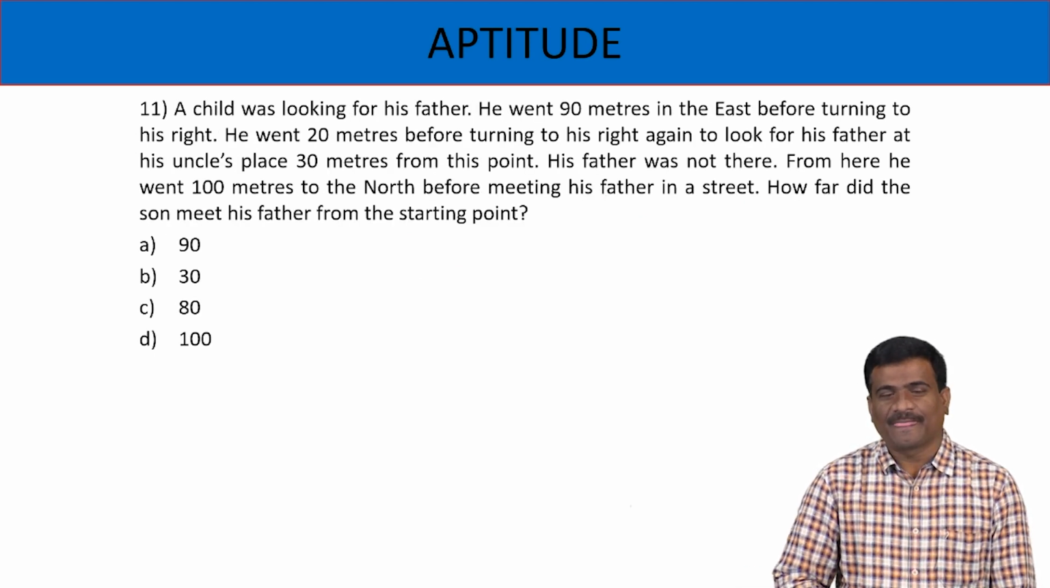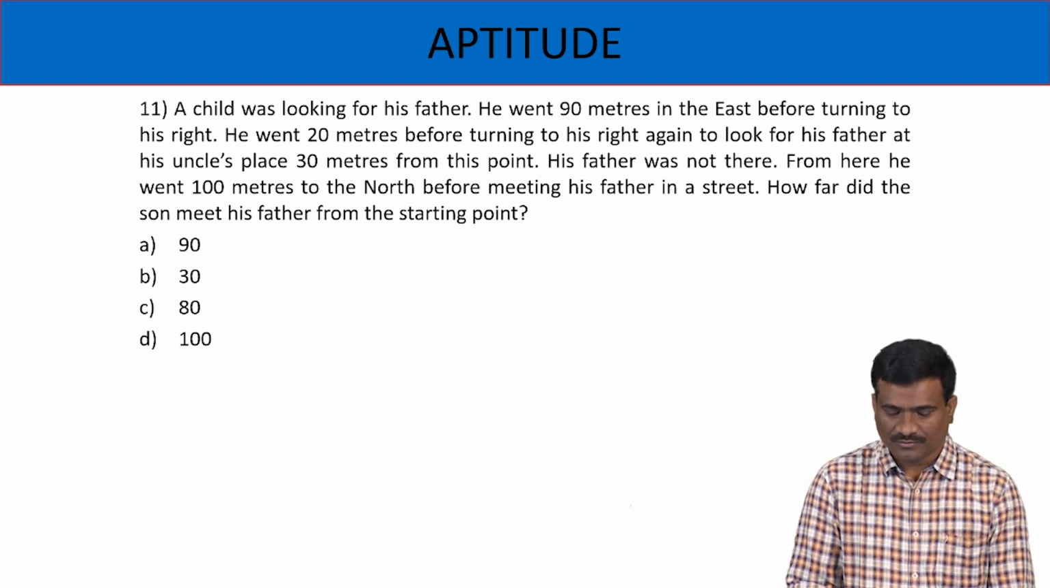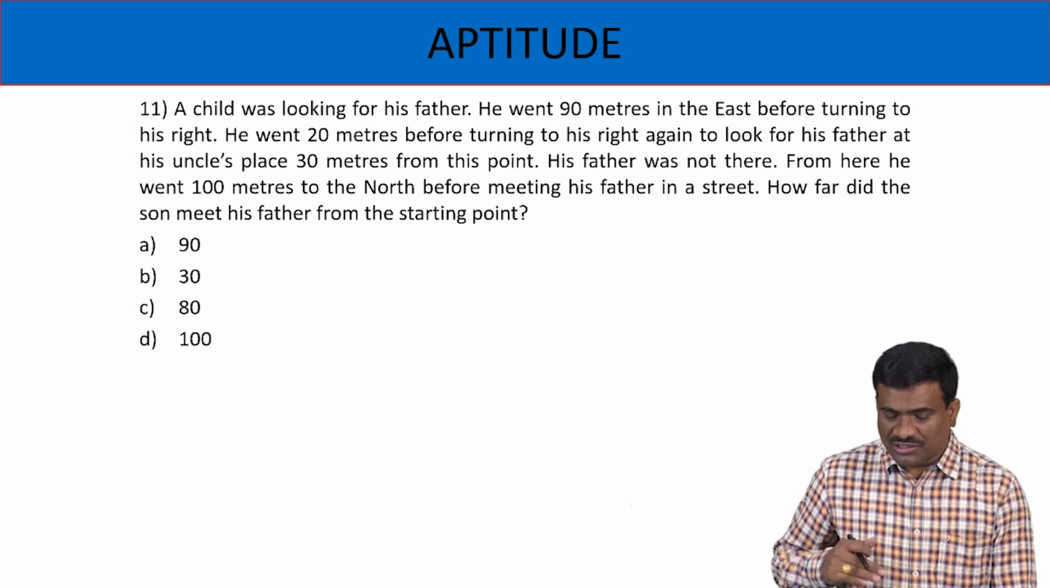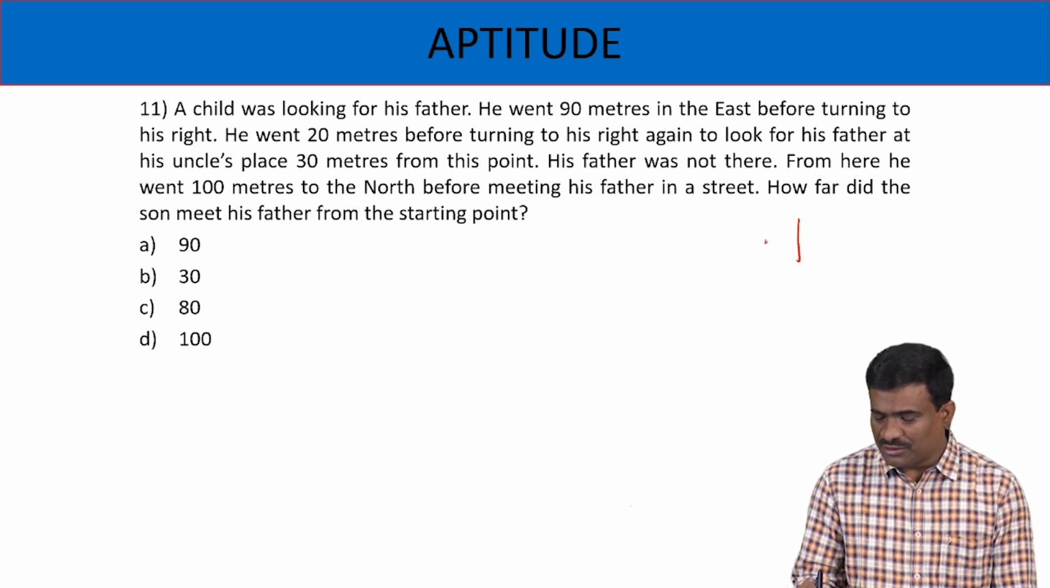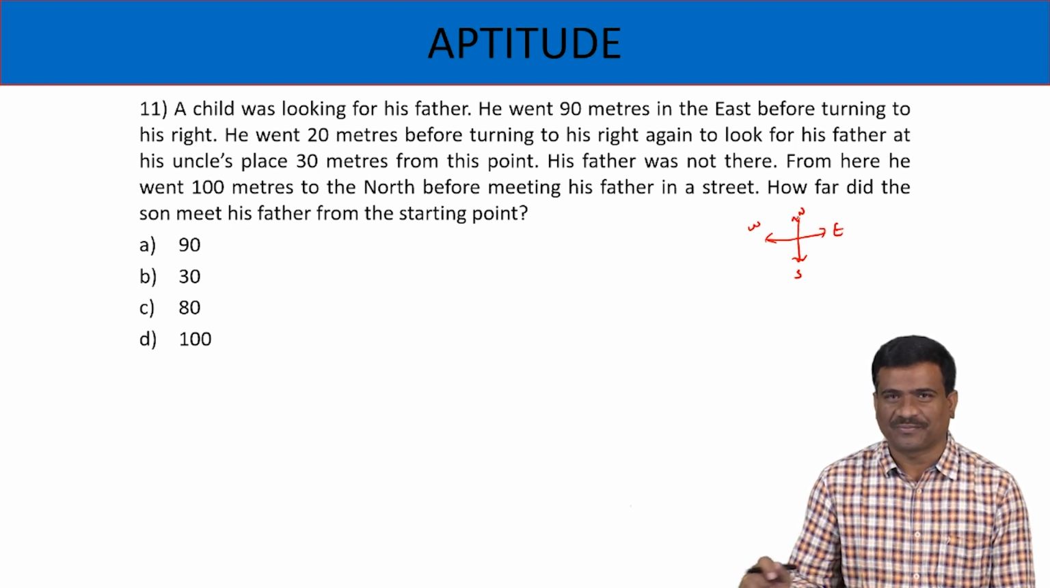Next, 11th, direction test concept. A direction test has 8 directions, each 45 degrees apart: east, south, west and north. Here, only the arrow indications are correct.